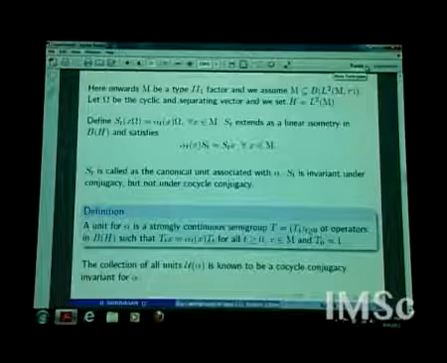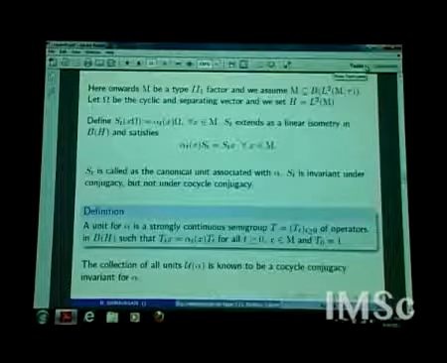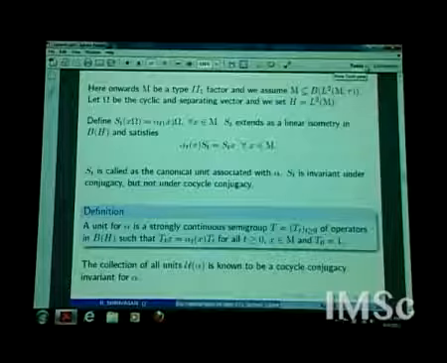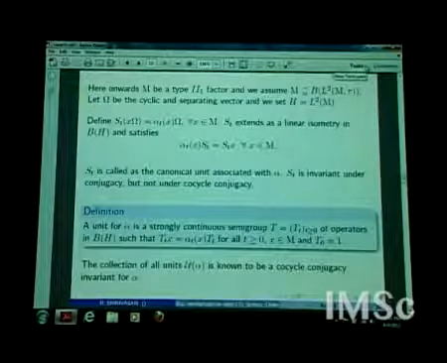And the collection of units I denote by U_alpha, which one can prove is actually a cocycle conjugacy invariant. I mean, if you have a cocycle, then you can left multiply a unit to get a unit for the other one.